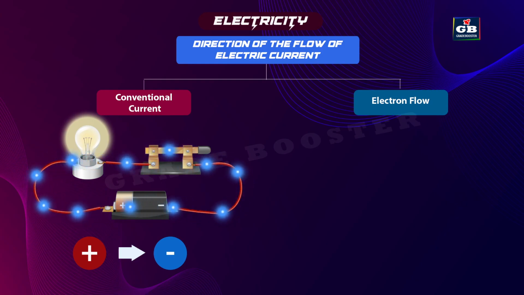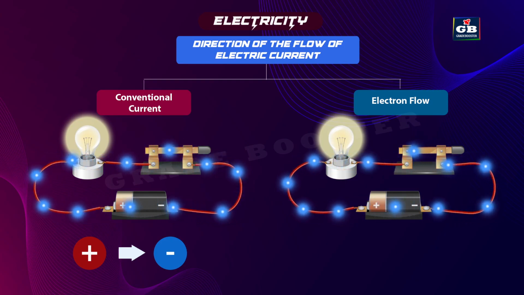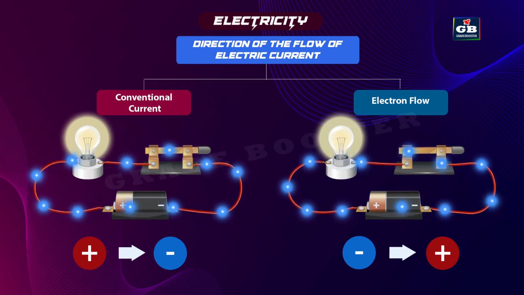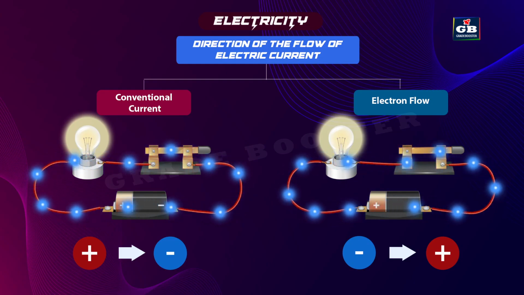Electron flow. In reality, electric current in a conductor, such as a metal wire, is due to the flow of electrons. Electrons are negatively charged and move from the negative terminal to the positive terminal of a power source. This is the actual physical flow of electric charge in most conductive materials.